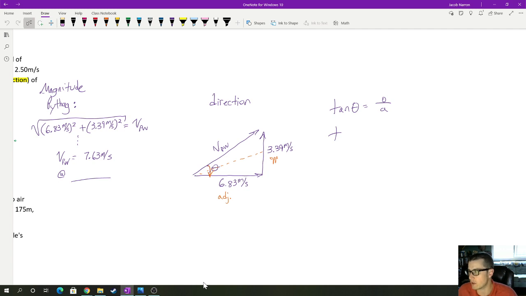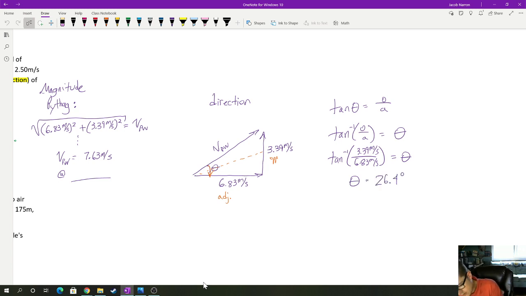But obviously we're looking for theta, so we're going to use the inverse. Inverse tangent of opposite over adjacent gives you theta. So we want to use that. I'll just plug in some information. Inverse tan of opposite, 3.39 meters per second, over adjacent, 6.83 meters per second, is going to give me theta. Math happens. I put it in my calculator. I got 26.4 degrees. And that is our direction.